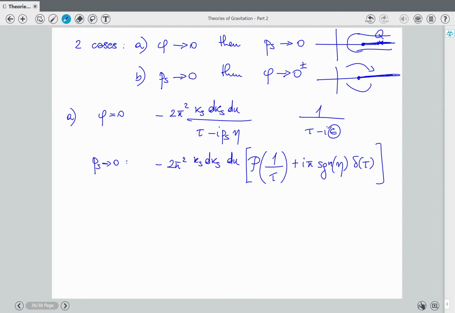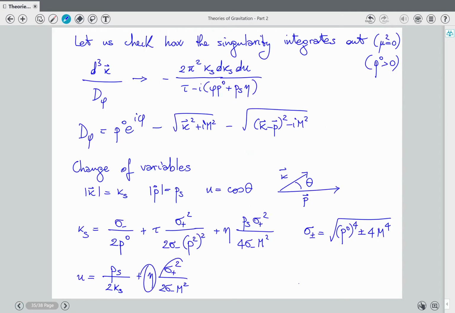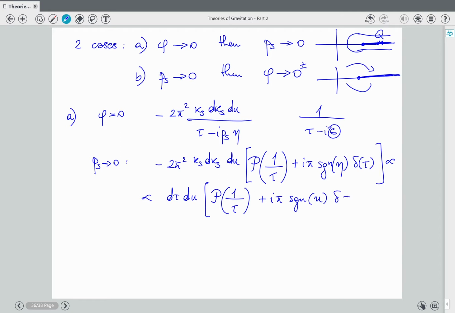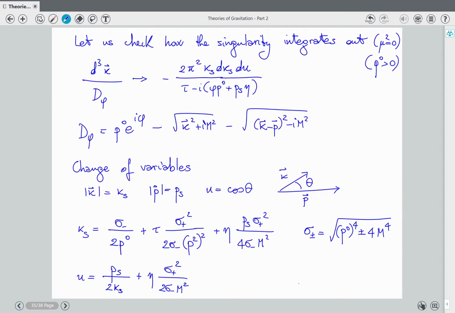So you get the principal value, and you can perform the change of variables. That will be d tau du proportional to that plus i pi, let me check, plus i pi, yes. So in this limit, the sine of eta is the sine of u, because the coefficient disappears in the limit, so the sine of eta is the sine of u, delta of tau. But in the limit, when PS is equal to 0, there is no dependence on u. When PS is equal to 0, the angle cannot appear anywhere.